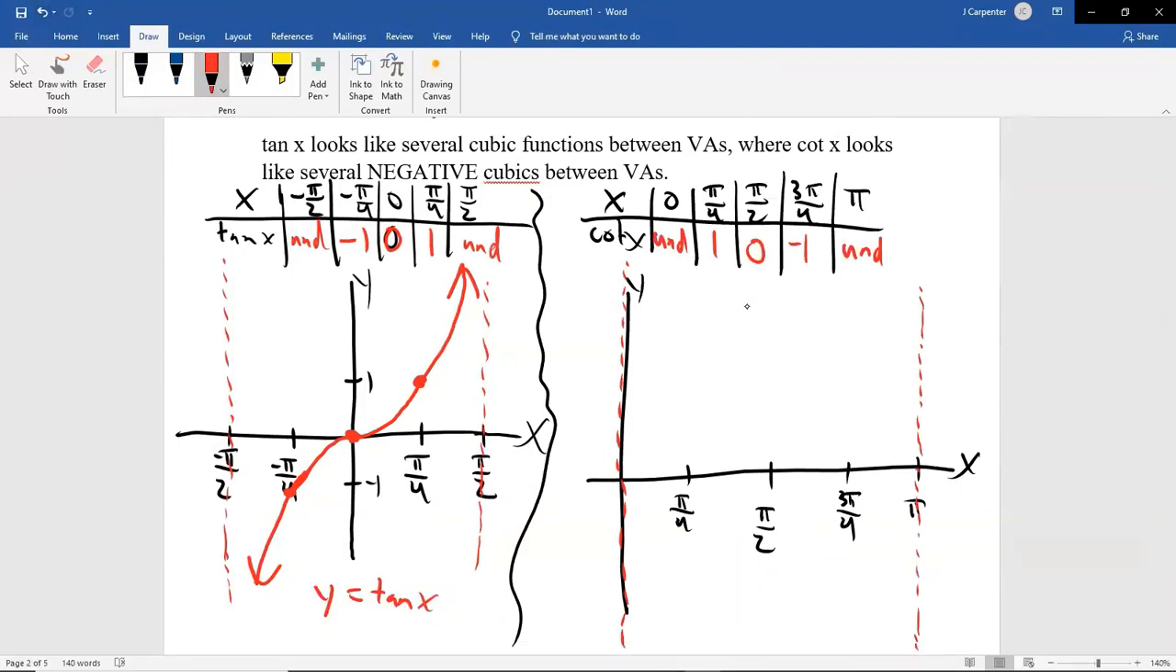Then our points. So pi over 4 has a height of 1. Should actually label the heights right. 1, -1. So pi over 4 had a height of 1. Red though, red. Pi over 2 had a height of 0. 3 pi over 4 had a height of -1. Do not draw a straight line, draw curves, make them bend, and you end up with that negative cubic looking thing.